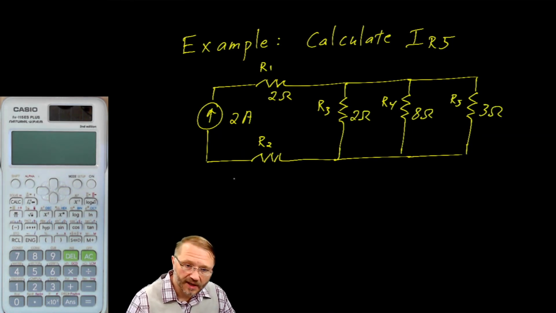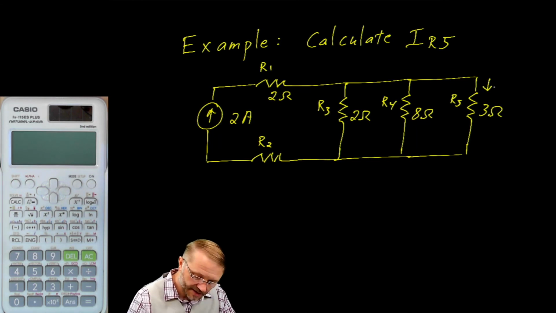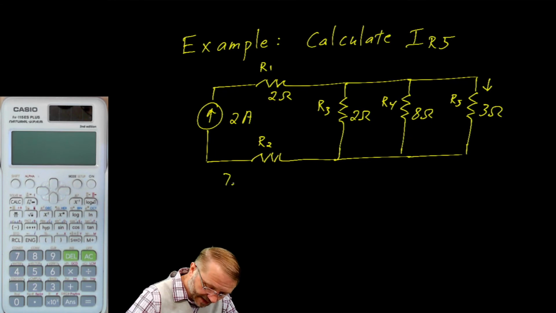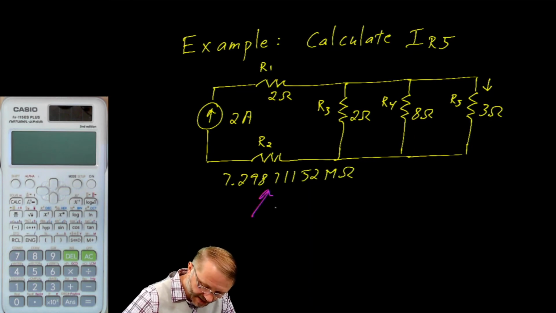This particular problem is relatively straightforward. All we need to do is find the current in resistor 5. However, there's a trap, and you need to make very sure you don't fall into it. To make the point, let's let this value be 7.298711152 mega ohms. And we're going to identify this as a trap.